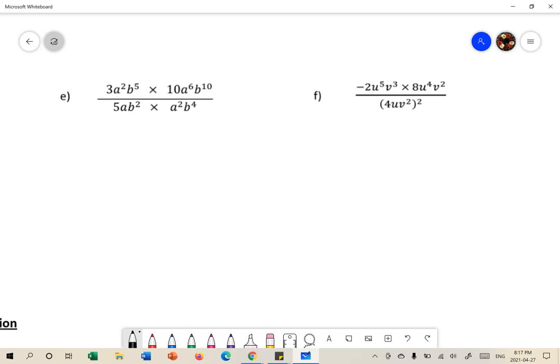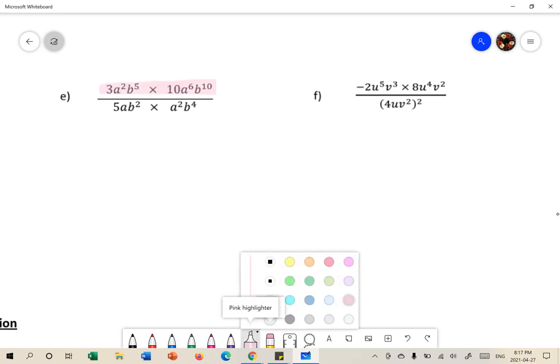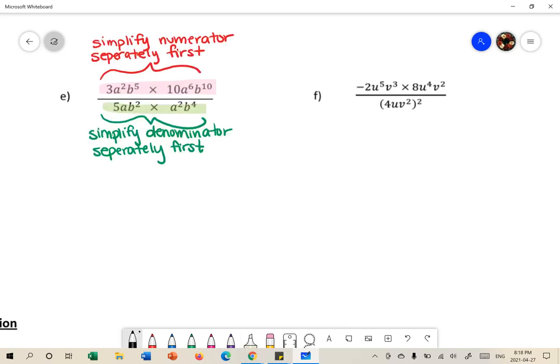So remember to simplify separately your numerator and denominator. In my numerator, I have 2 coefficients that I'm going to multiply together. Then I have 2 bases that are the same, so I'm going to add those exponents. And I also have 2 bases that are the same, so I'm going to add those exponents.